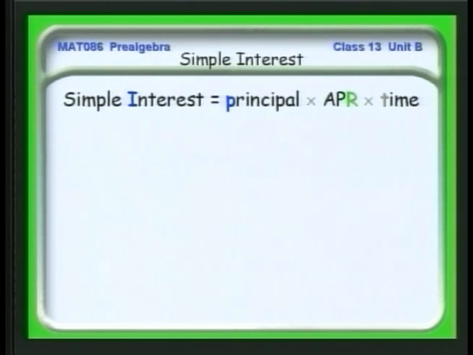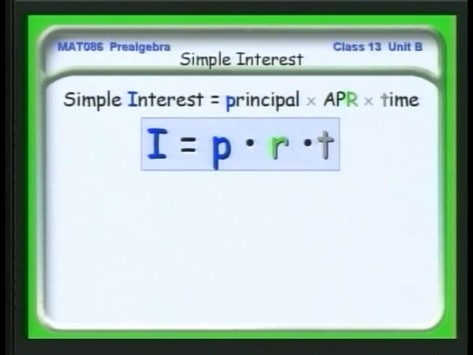In other words, that's the APR, how much you pay per year in terms of a percentage, times the number of years. We write that as the interest is equal to P, the principal, times R, the rate, times T, the time. Let's look at a simple example.